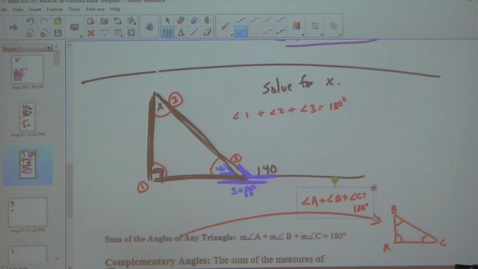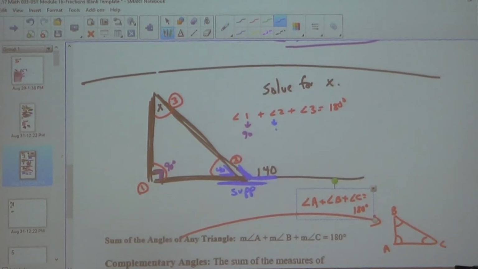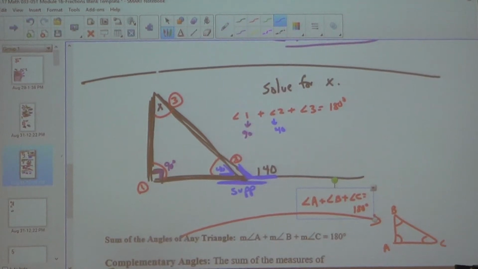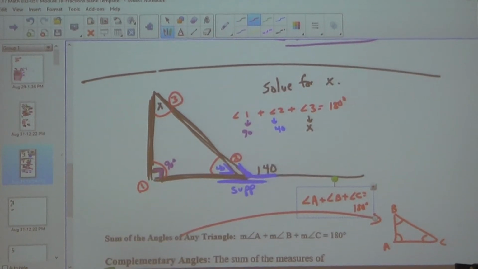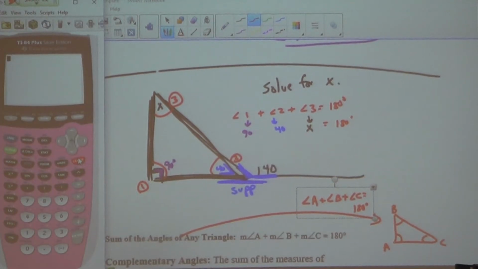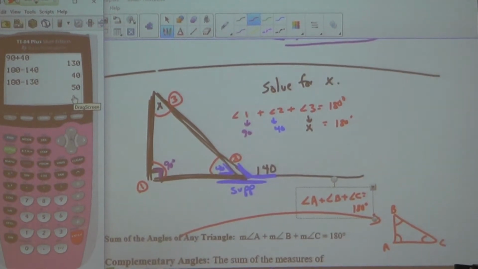Now, when I put this little square right here, what does that tell me? It's 90. So angle 1 is 90. Angle 2 is 40. And we're trying to find angle 3. And they all have to equal 180. So if I do 90 plus 40, and 180 minus 130, my bad, 180 minus 130, what is my missing angle? 50.